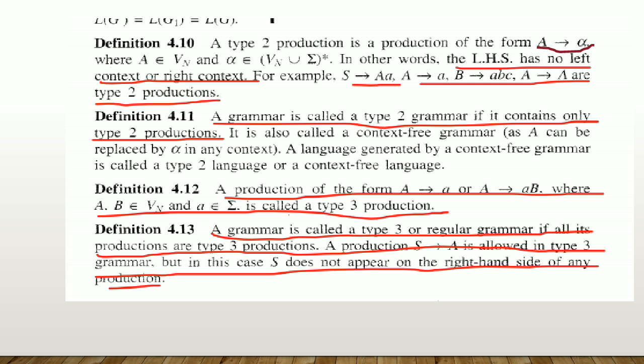Now let us see type 3 grammar. A production of the form A gives a, or A gives small a capital B, where A and B belong to variables and small a belongs to input symbols or terminals, these types of productions are called type 3 productions. A grammar is called type 3 or regular grammar if all of its productions are type 3 productions. So by looking at the pattern of production rules, we can decide the type of grammar.